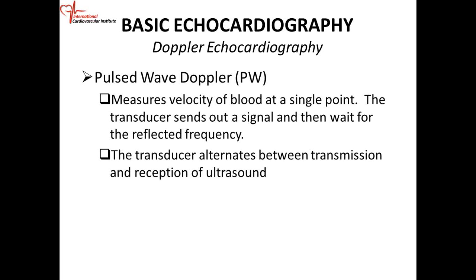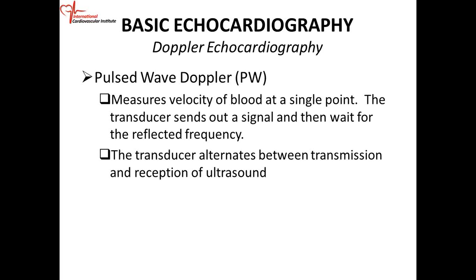Okay, so pulse wave Doppler measures the velocity of blood at a single point. The transducer sends out a signal and then waits for a reflected signal. So what the transducer does, it sends out a pulse, and then it waits. It doesn't send out multiple pulses. Send out one pulse, and then it waits for that return signal. And that's what we call a pulse wave Doppler.